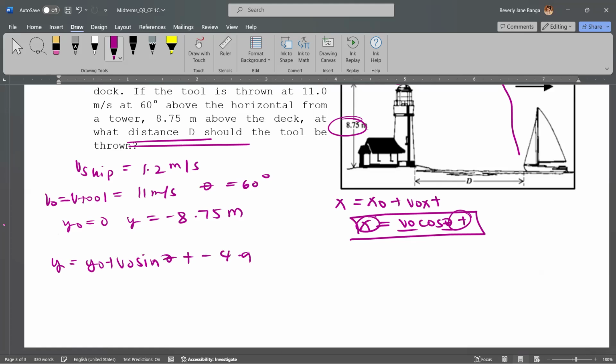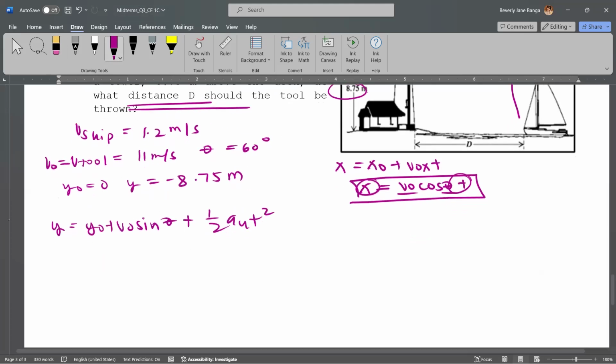minus 4 point, wait, sorry, shortcut. Inaantok na kasi ako, class. So, plus 1 half AYT squared, di ba? So, ganyan siya. And so, your y naught is simply 0. This is negative 8.75 equal to 11 sine 60 minus 4.90 squared. Okay, so kulang yung formula ko kanina.